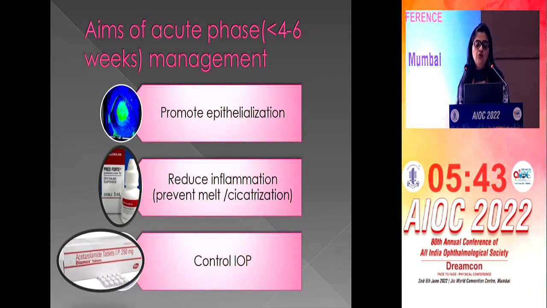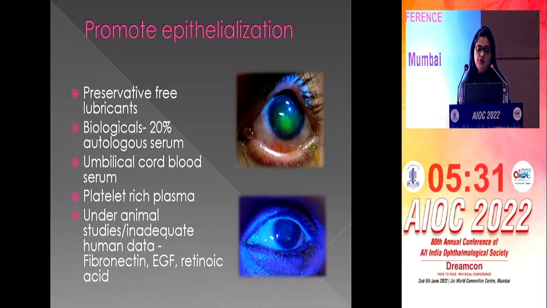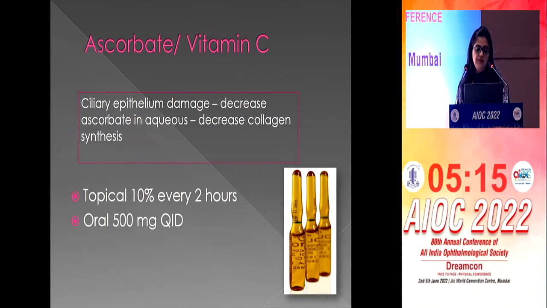So the aims in the acute phase, which is generally less than 4 to 6 weeks from the injury, first and foremost is the epithelial healing, second is the control of inflammation, and third is the control of intraocular pressure. So for epithelialization, the milder cases do well with preservative-free lubricants. In case of the severe ones or the non-healing ones, you would want to go in for the biologicals like autologous serum or umbilical cord serum or platelet-rich plasma.